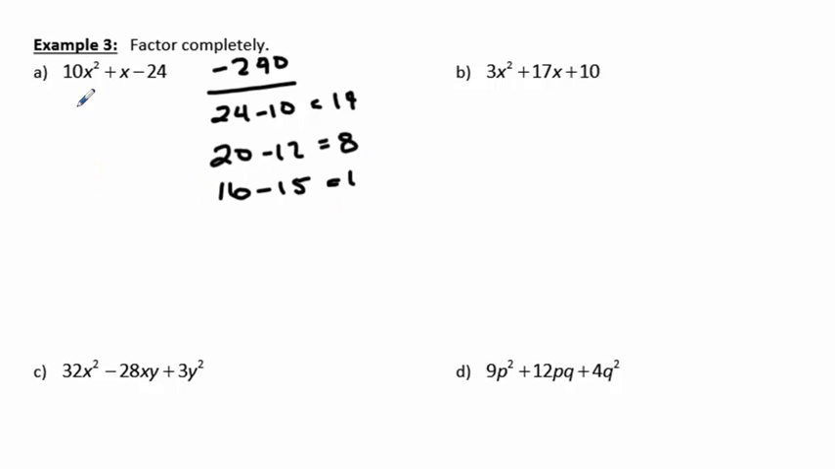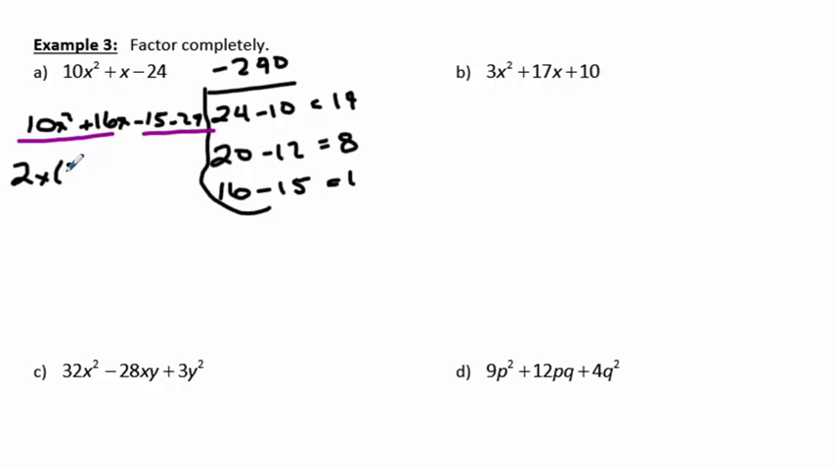So let's get this set up to factor by grouping. I start with 10x squared plus 16x minus 15x minus 24. Now we group the first two terms and the last two terms. 10x squared and 16x have 2x in common. I can factor that out. We're going to be left with 5x plus 8.